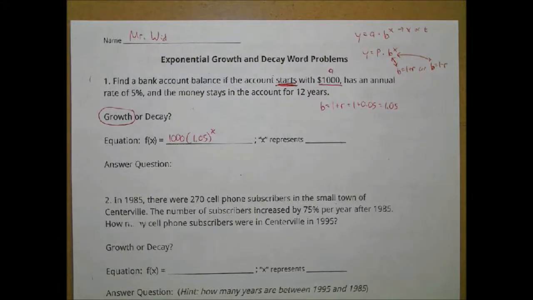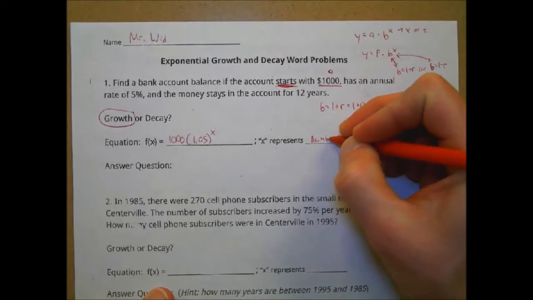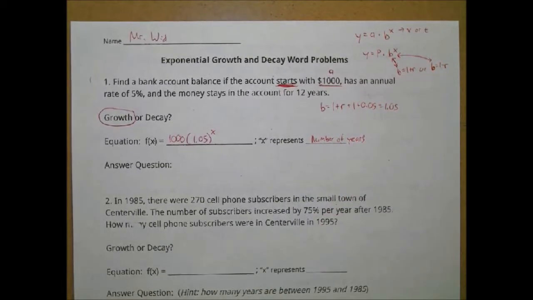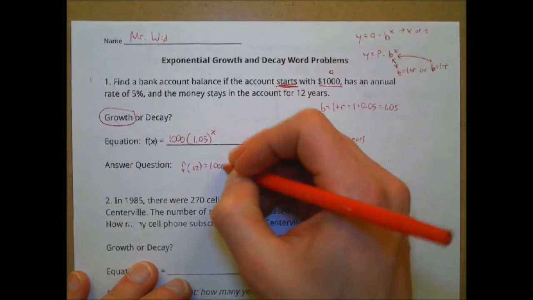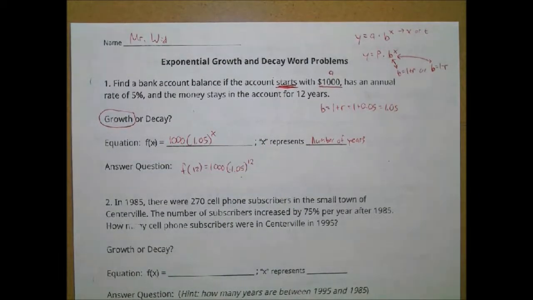And what does x represent in this problem? X is the number of years. So for our situation, we want to find how much money will be in the account after 12 years. So what should we do with that 12? Substitute it in for? It's a number of years, so it should go in for what? So we'll say f of 12 equals 1,000 times 1.05 to the 12th. And we just type that into our calculators. So go ahead, type it in your calculator, see what you get.